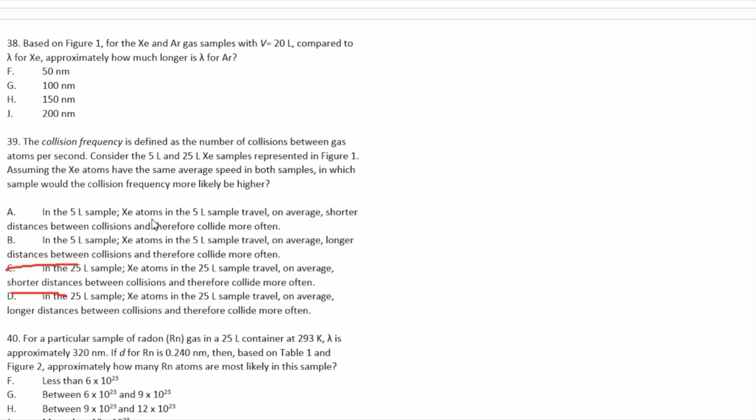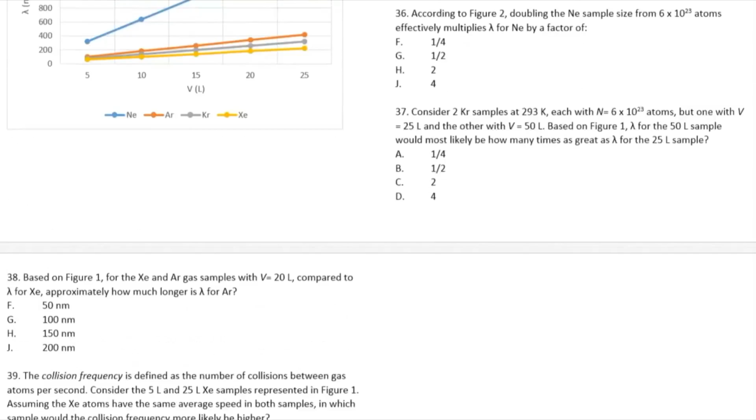A says xenon atoms in the 5 liter sample travel on average shorter distances between collisions, therefore collide more often, or they travel longer distances between collisions and therefore collide more often. Well, maybe you intuitively know what this means, but we can also scroll up and just double check our logic here by looking at figure 1.